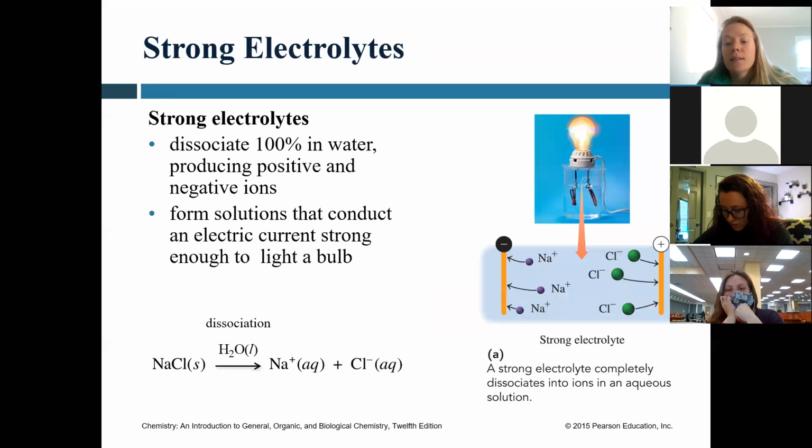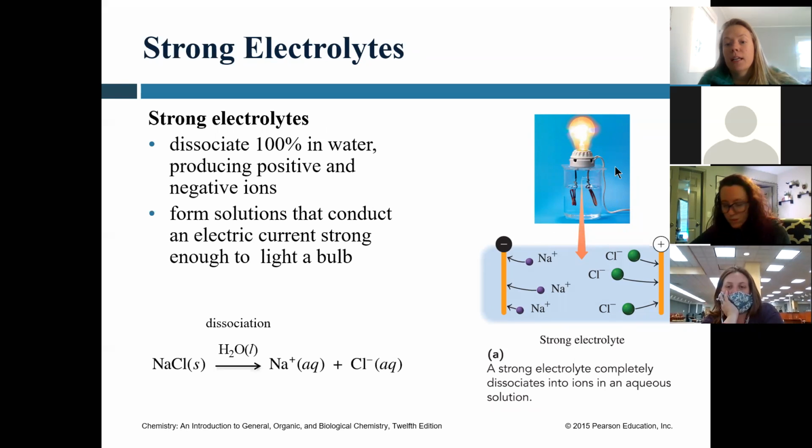So we can separate electrolyte solutions into either strong electrolyte solutions or weak electrolyte solutions. In a strong electrolyte solution, the material will completely dissolve in water. So NaCl is an example of a strong electrolyte solution. It completely breaks apart. So every NaCl is going to break apart into Na+ and Cl minus.